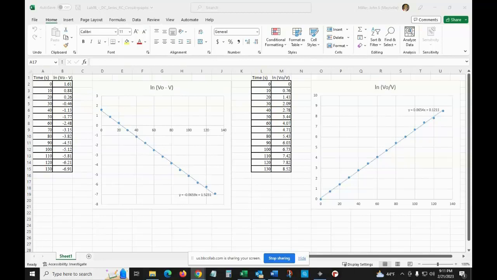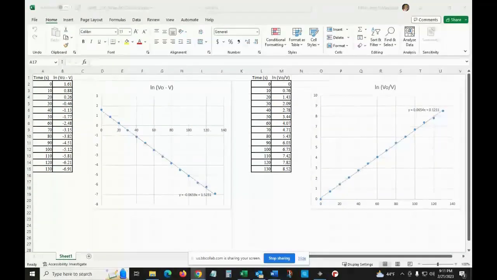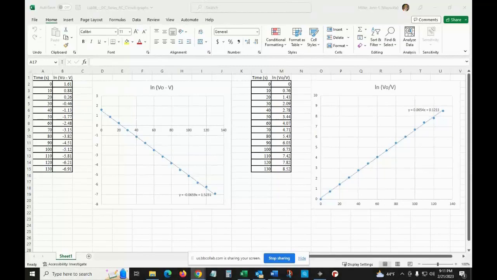The average of the slope values are related to the time constant tau. By definition, the time constant is the product of the resistance in ohms and the capacitance in farads. Once you have gotten the time constant by these two different methods, you can find the percent error between them using the product RC as the accepted value.